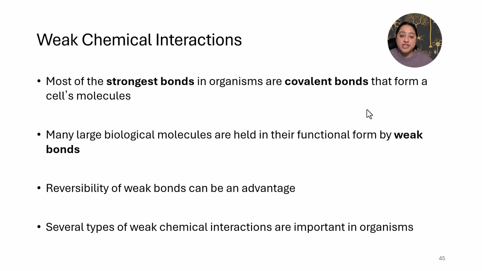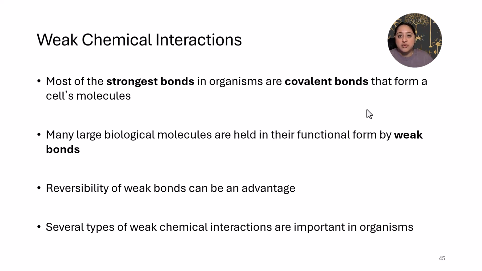Most of the strongest bonds in organisms are covalent bonds. Most of those bonds are covalent bonds that form a cell's molecules. But there are also many large biological molecules that are held in their form by weak bonds. So we've been focusing on really small stuff. Next week, we're going to talk about large molecules. These molecules are going to be so big that they're combined by covalent bonds, but there are other parts of the molecule that get held together by these weak bonds.